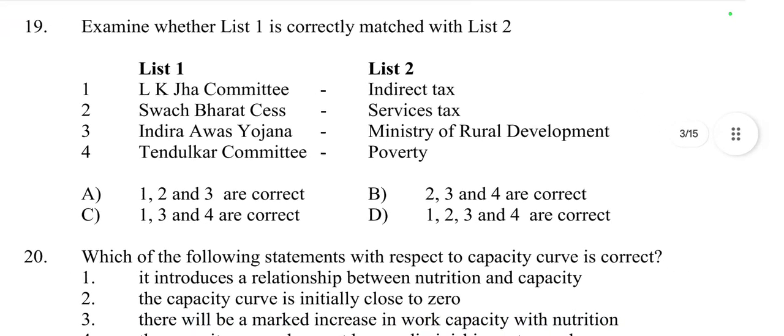Then question number 19, examine whether list 1 is correctly matched with list 2. First one is FRBM committee. FRBM committee related with indirect tax? Yes, related with indirect tax, right. Then Swachh Bharat cess, service tax. Swachh Bharat cess is a type of service tax. Then Indira Awas Yojana, Ministry of Rural Development. Yes, this is right. Then Tendulkar committee related with poverty elimination program, poverty. So these all are correct here. Option 1, 2, 3, 4 all are correct.